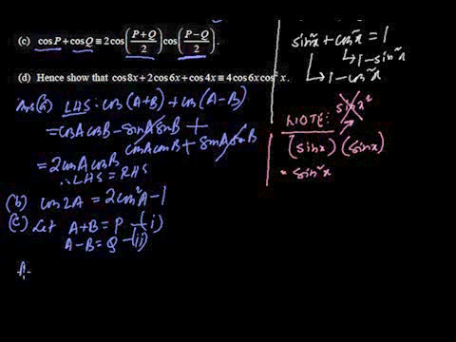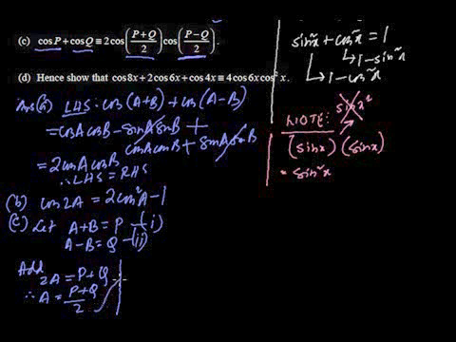Now if we add equation 1 and 2, what we get: A plus A is twice A, minus B plus B cancels off, and we get P plus Q, and from there we get A equals P plus Q by 2. So we find the value of A, and similarly by putting this value we can find the value of B.